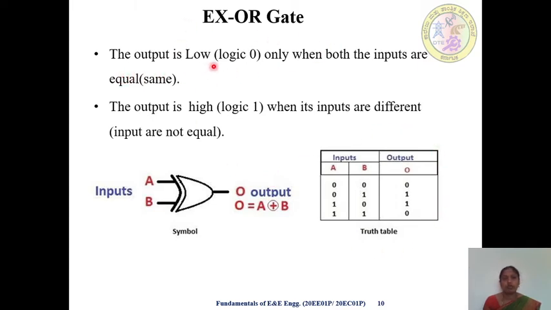The output is low only when both the inputs are equal or the same. The output is high only when its inputs are different or not equal. So this is the operation of XOR gate. The expression you can also write as O is equal to A bar B plus A B bar.